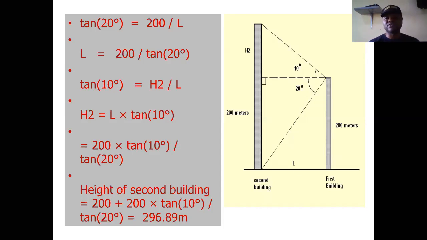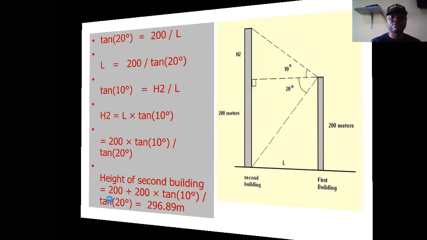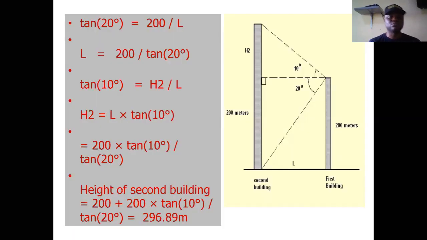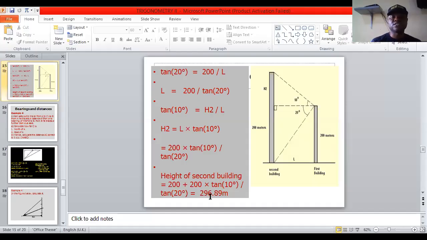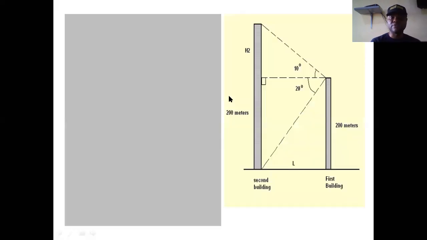Or you can first get the value of L and then go and get the value of H and add it to 200 meters, which is what you see as the height of the second building from this complete solution, which is 296.89 meters. So the value of H2 that you will calculate is 96.89 meters. Add it to 200, and you get the height of the building to be 296.89 meters. So that is how you calculate the height. There are different ways to do that. You can follow this, or you can follow the other method.